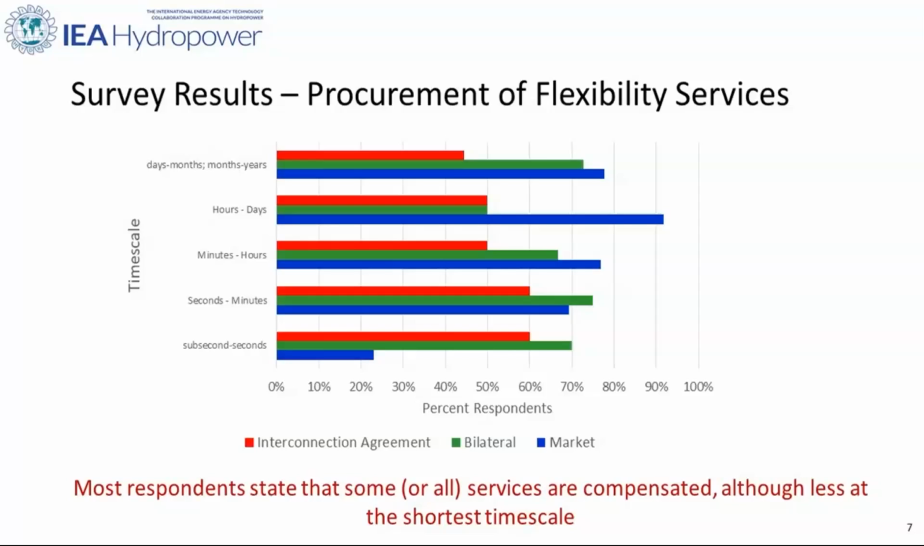Interconnection agreements make an impact across the border, and bilateral contracts are also used frequently to procure different types of services. When it comes to compensation, most of the respondents did say that some, at least, if not all of the services are being compensated for most of the time scales, although that was less the case again at the very shortest time scale, sub-seconds to seconds.